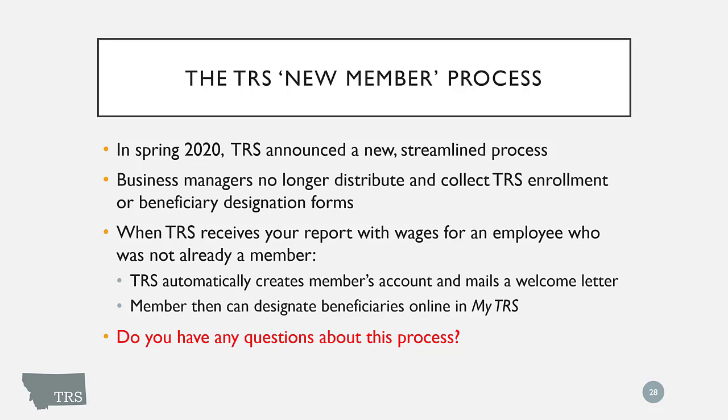But the process now is, if you have a new hire, make sure they get the new hire handout from TRS. That will explain to them that once they're reported to TRS, they will receive a welcome letter in the mail, and that welcome letter will explain how to set up a My TRS account online and designate their beneficiaries online. I think that new hire handout even explains how to set up a My TRS account.